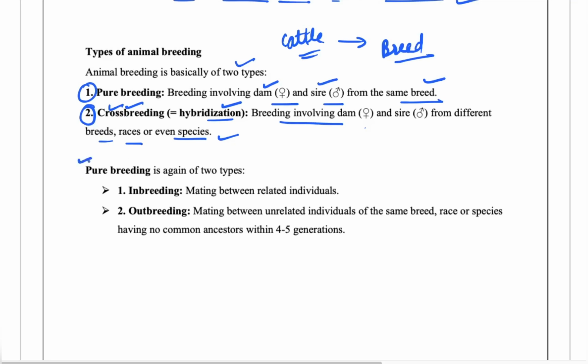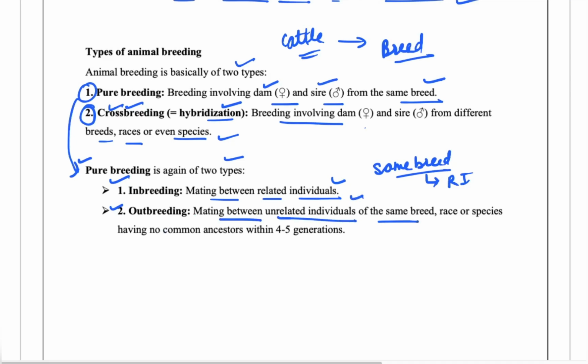Further, pure breeding is again of two types, right? Under pure breeding we have two more types. Number one is inbreeding, and then there is outbreeding. Inbreeding means mating between related individuals, right? So within the same breed, if you are talking about related individuals, then it is inbreeding. Outbreeding means mating between unrelated individuals of the same breed.